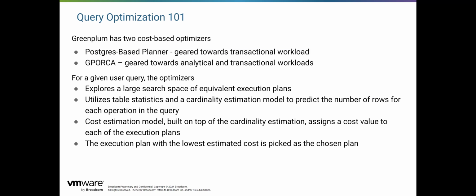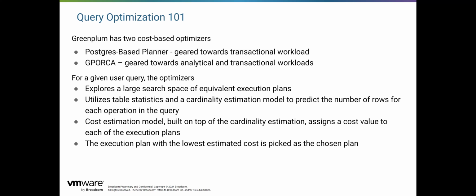As everyone knows, Greenplum has two optimizers. One is for the transactional workload, which is the Postgres-based planner, a modification of the Postgres optimizer. The second is the in-house developed GPORCA, which is built for hybrid transactional and analytical workloads.